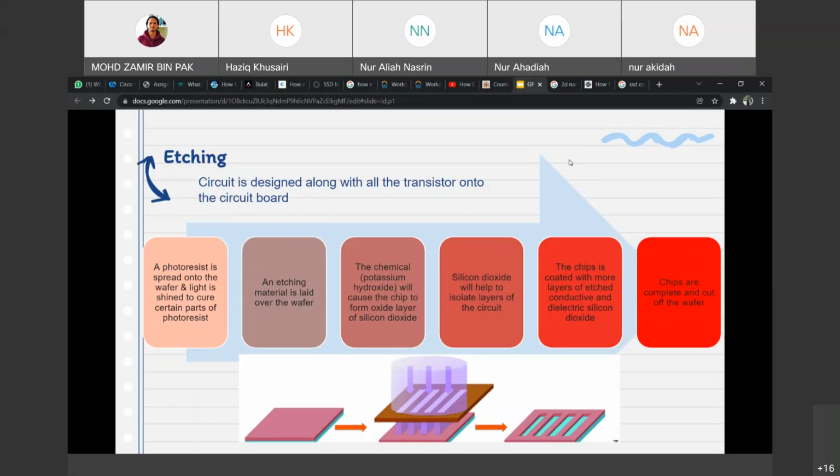The silicon dioxide, we call it dielectric, which is a non-conductive layer that will isolate layers of the circuit. The chip is then coated with more layers of etched conductive and dielectric silicon dioxide. This conductive layer can be in several different metals, but normally we use copper or aluminum. And then the chips are complete and are cut from the wafer. Next is Zati.